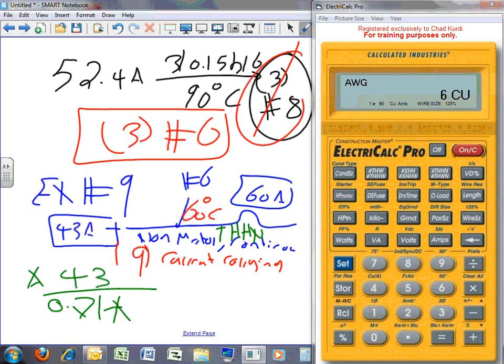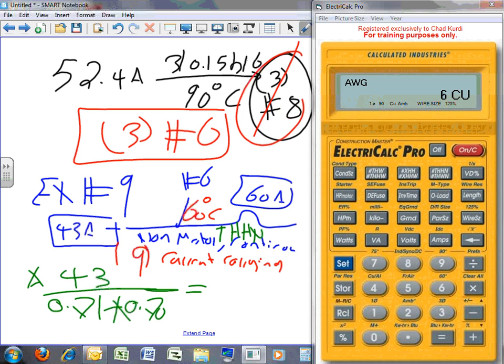So take 0.71. I am building my derated amps. Based on temperature, my first derating number is 0.71. Based on 9 current-carrying conductors, let's go to the 9 current-carrying conductors. If you go to 9, my derating factor is 0.7. Everybody knows where to find that? If you don't, you should know it's 310.15(B)(3)(a). What's my derating factor for 9? 0.7. So multiply by 0.70.